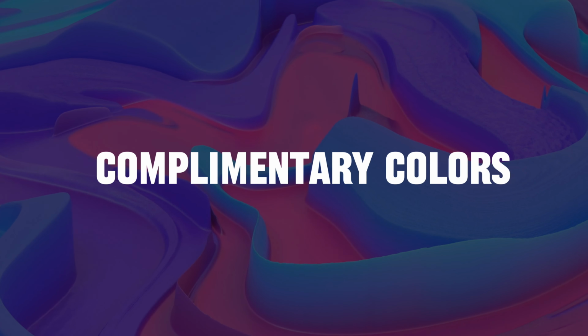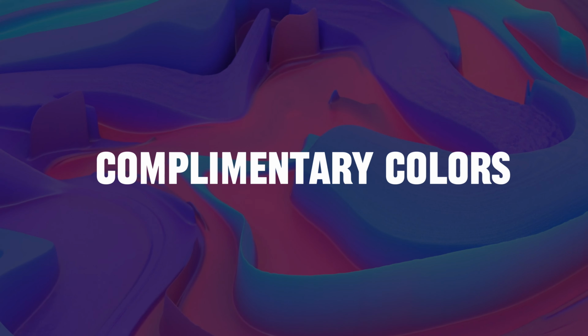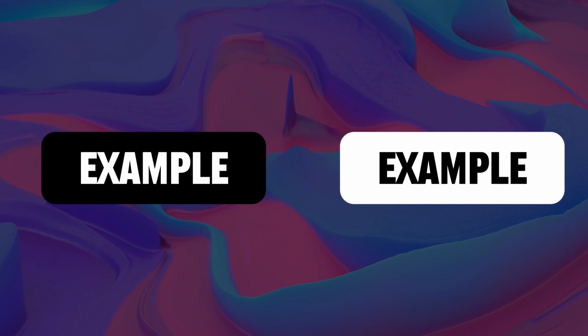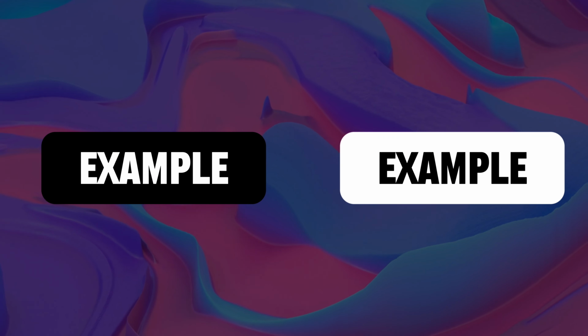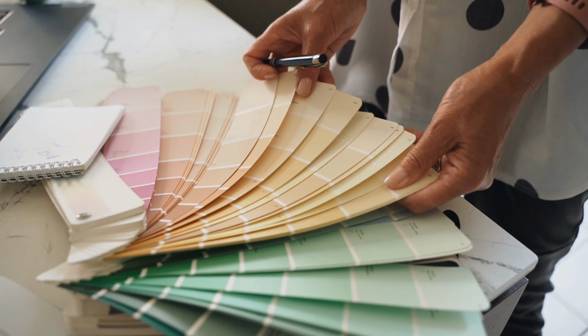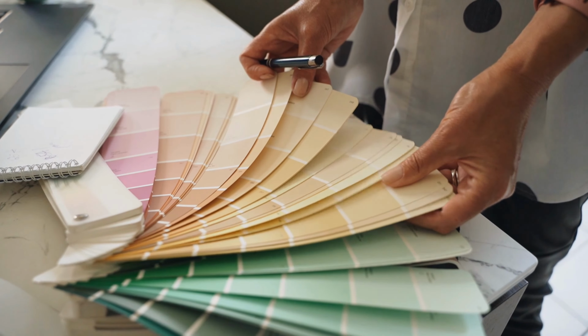If you are not using complementary colors, at least use contrasting colors. If the background is dark, the text and other elements must be in a light color and vice versa. In this way, you can choose the best colors for text, background, and elements in your thumbnail.